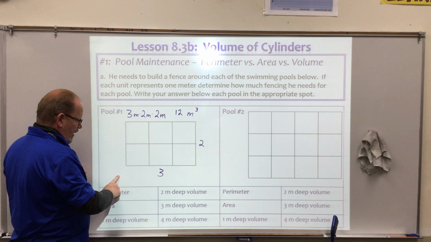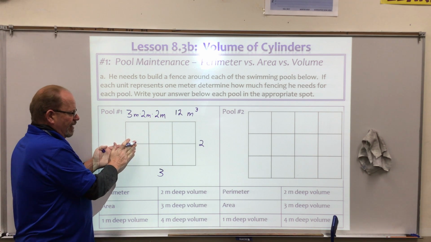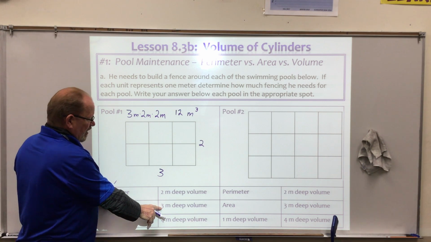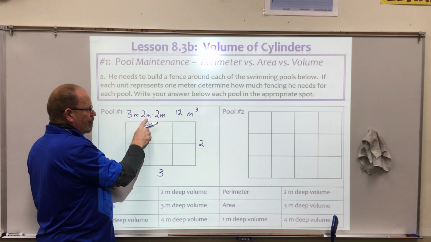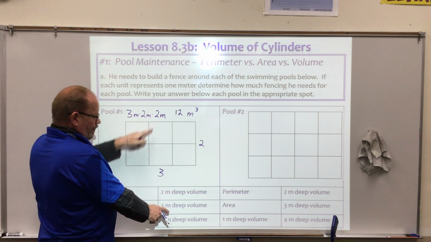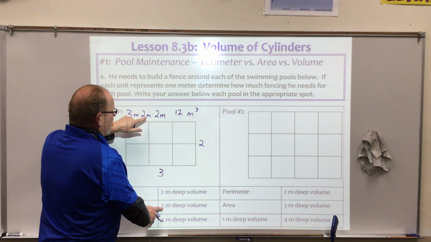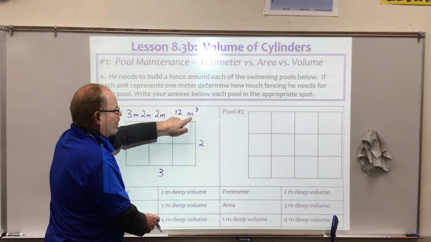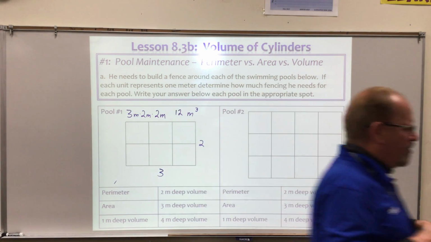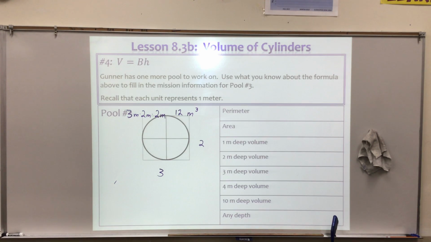I'm not even going to try and draw it. Just imagine you're looking straight down on it from the top, and it's 2 meters deep. Now, if it was 3 meters deep, it would be 3 meters times 2 meters times 3 meters. 3 times 2 times 3 is 18 meters cubed, or cubic meters. Okay, that should be review from 7th grade. What we want to get to is this one.